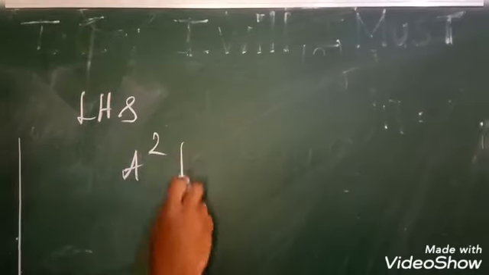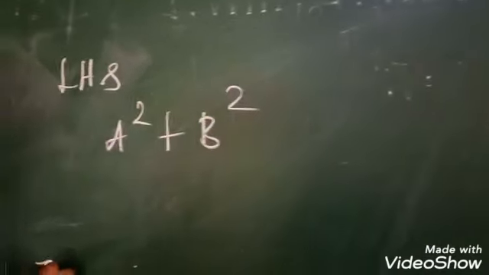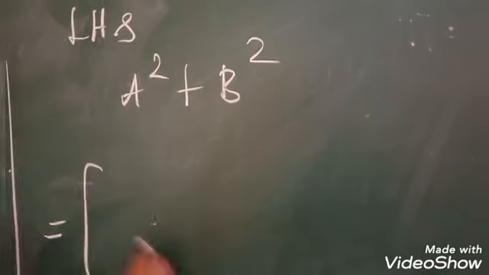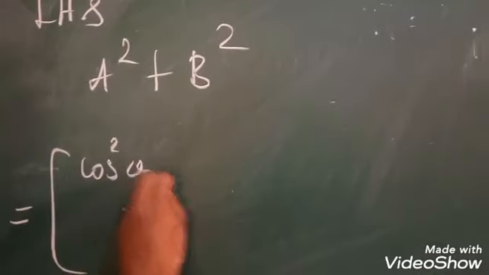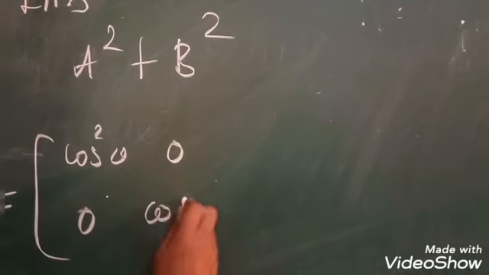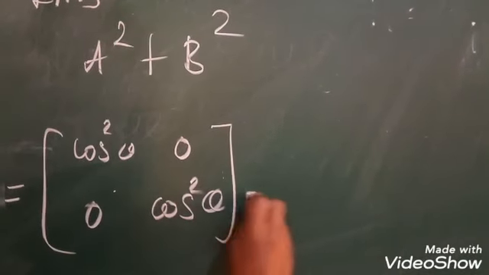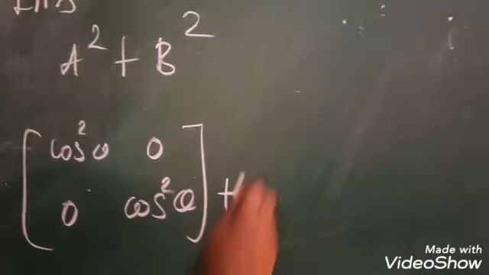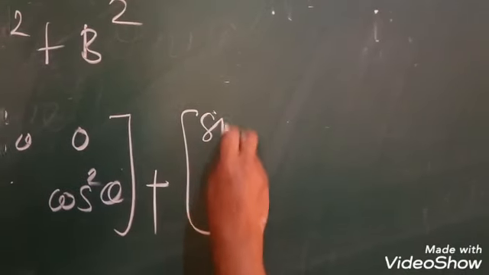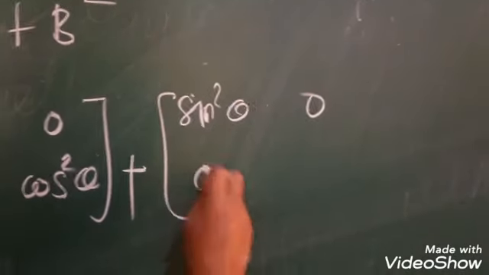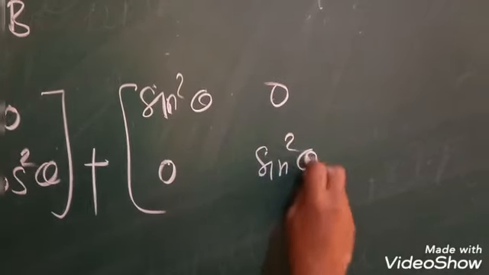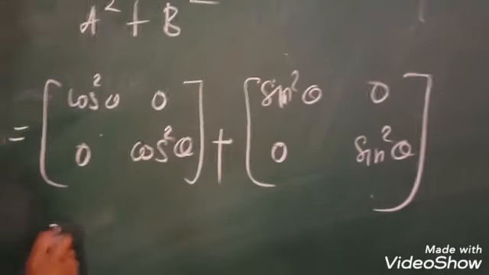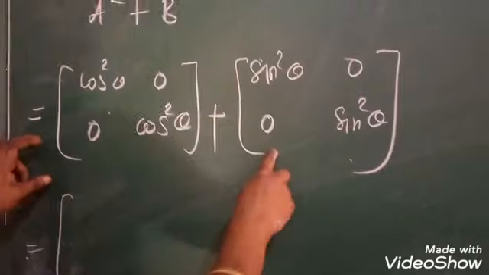Now what is the question for LHS, girls? Yes, we want to add A squared and B squared. The A squared matrix we already found. What did we find? Cos squared theta 0, then 0 cos squared theta. This is for the A squared matrix. Then B squared also we found. What is the value? Yes, sin squared theta 0, 0 sin squared theta. Now you have to add the A squared matrix and the B squared matrix.